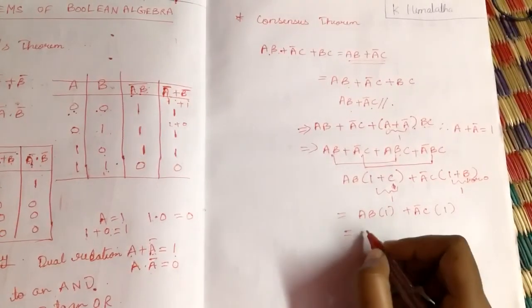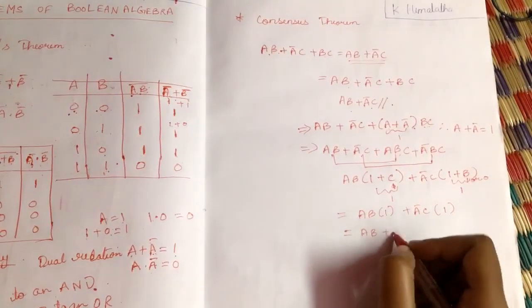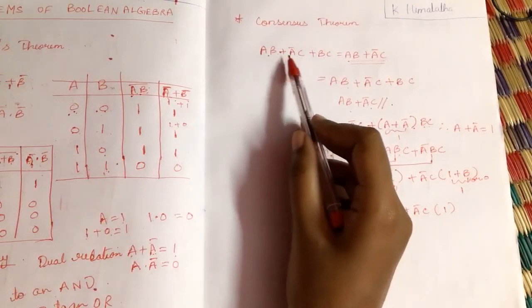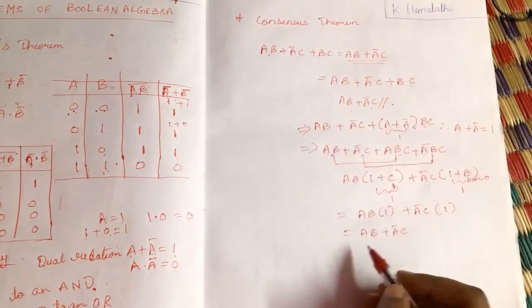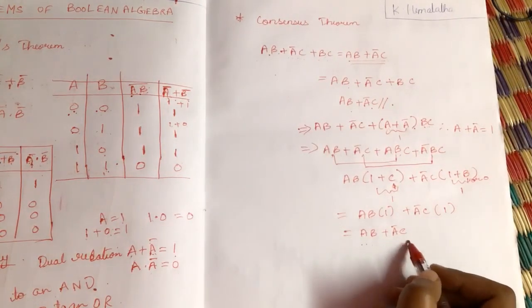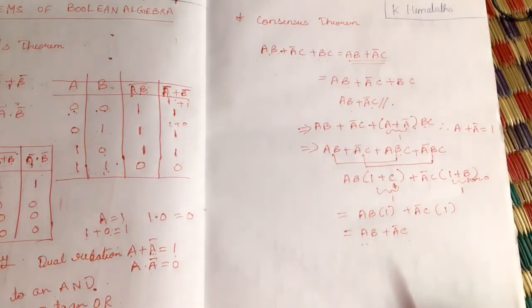So that is how we have proved it. Whenever they give the expression AB plus A bar C plus BC, we say that the expression is reduced to AB plus A bar C. So this is called the consensus theorem.